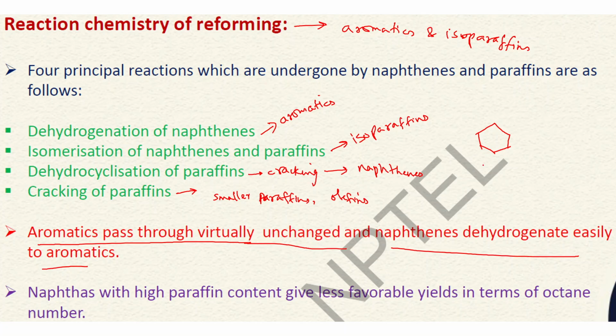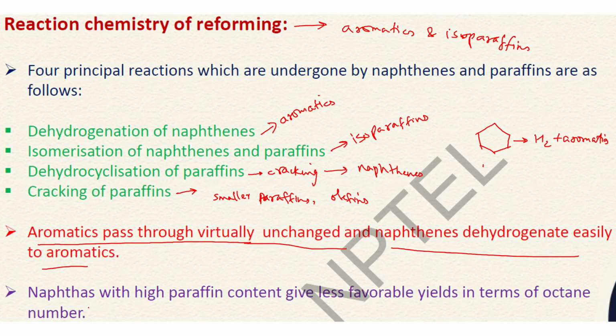This is a cyclic structure. Naphthenes are basically cyclic hydrocarbons, basically saturated cyclic hydrocarbons. So when we dehydrogenate them, if it releases hydrogen, then it gives aromatics. Okay, so it easily releases hydrogen, it easily dehydrogenates and forms aromatics.